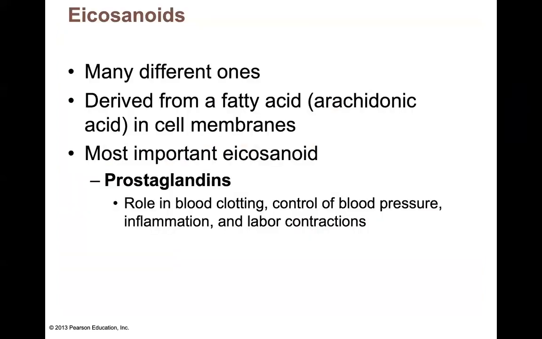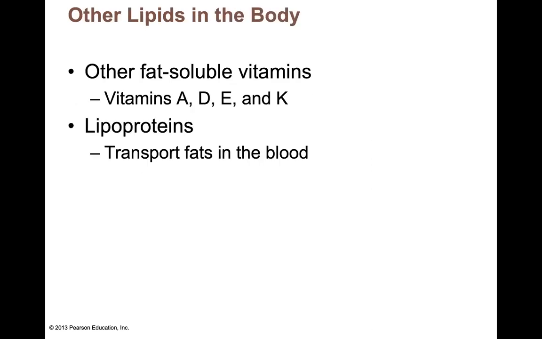The eicosanoids, there are many different ones. They are derived from fatty acids, such as arachidonic acid. Most important eicosanoid is prostaglandin, which has a role in blood clotting, controlling blood pressure, inflammation. So you'll see some of these play a role as well. Other lipids in the body, we have our fat-soluble vitamins, which are A, D, E, and K. And then we also have lipoproteins.